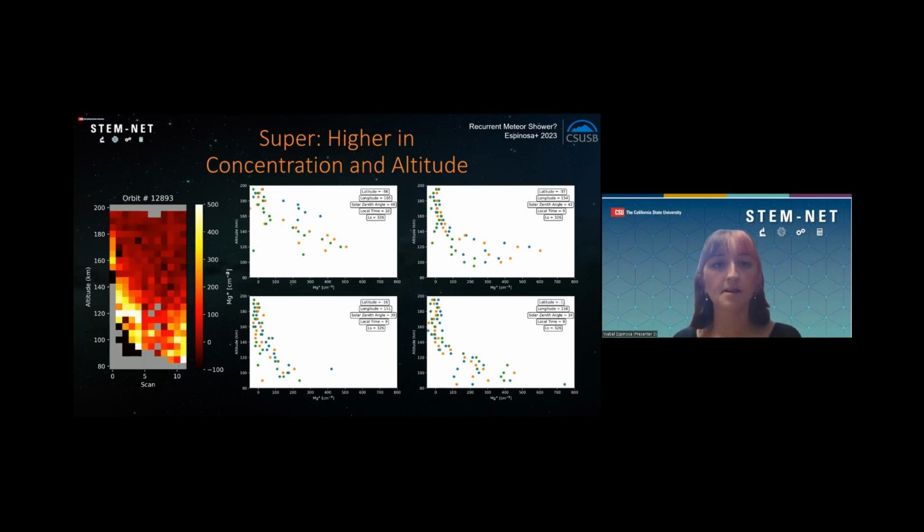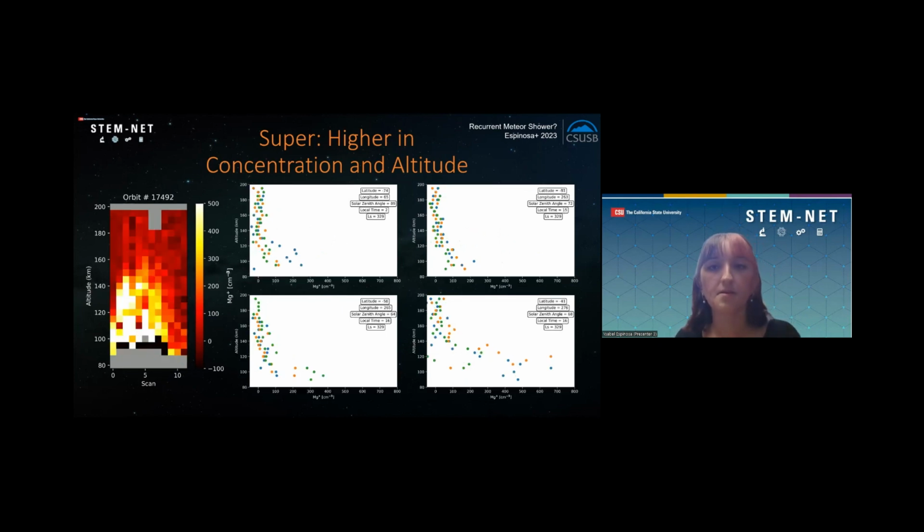And lastly, the example of what we call super would be when we get these yellow and whites high up. So we're higher in concentration and altitude. So this could be a possible meteor shower that happened because these metals were present that aren't normally present. And you can see the Ysab telling us what time of the year it is. So if this is a possible annual meteor shower, it could happen yearly around this time of year on Mars.